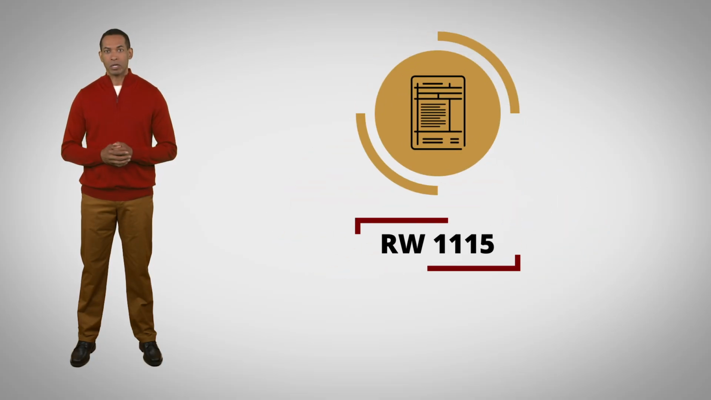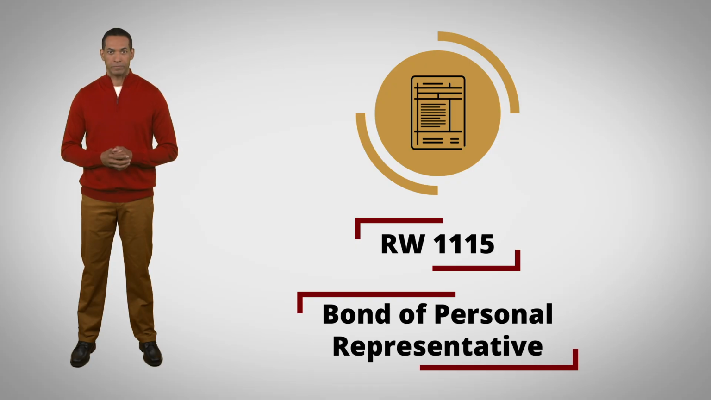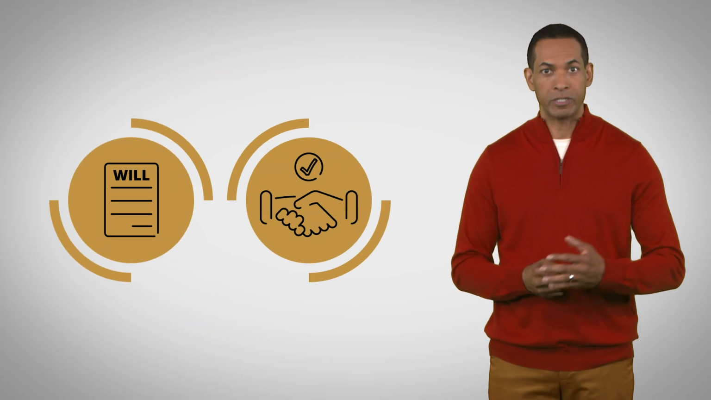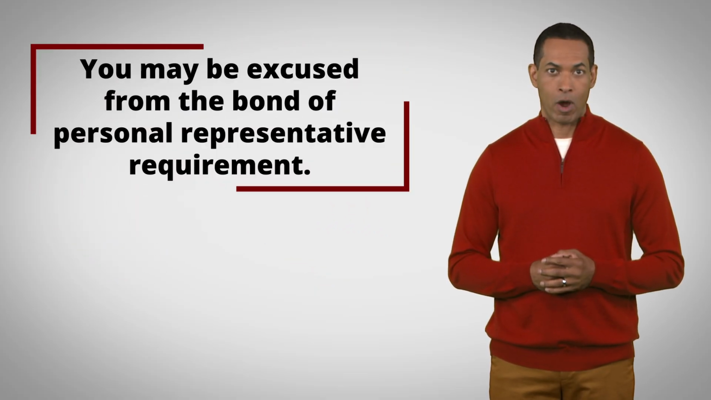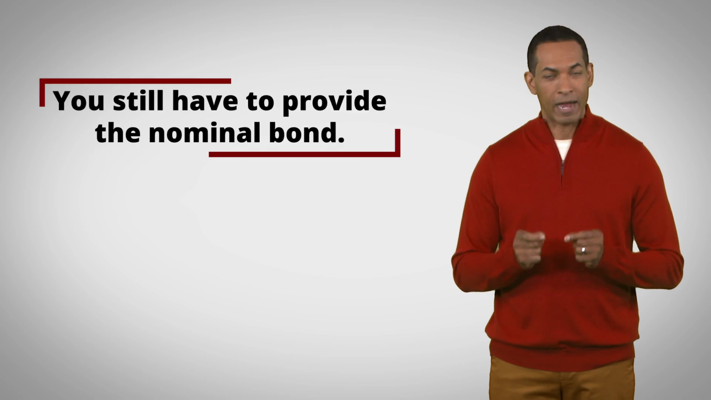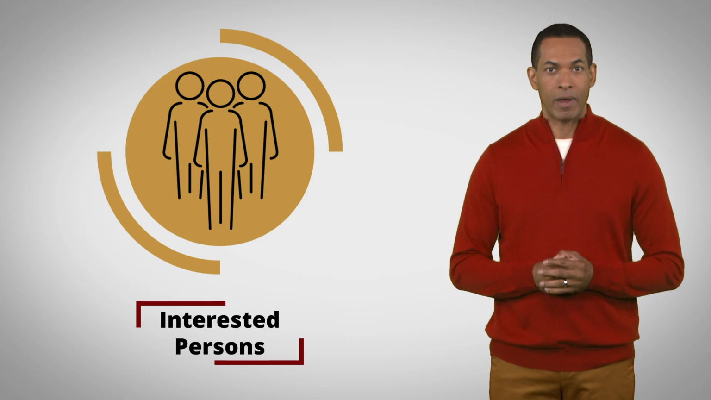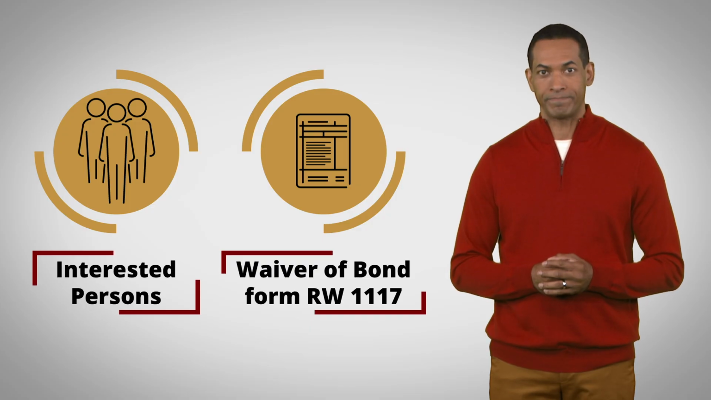Use Form RW1115 for the bond of personal representative. Please note, an insurance company executes the bond form. If the will allows for it, or you secure the consent of all interested persons, you may be excused from the bond of personal representative requirement, but you still have to provide the nominal bond. If all interested persons agree to waive the bond of personal representative requirement, use Waiver of Bond Form RW1117.